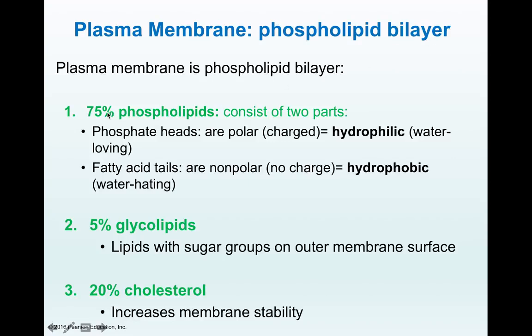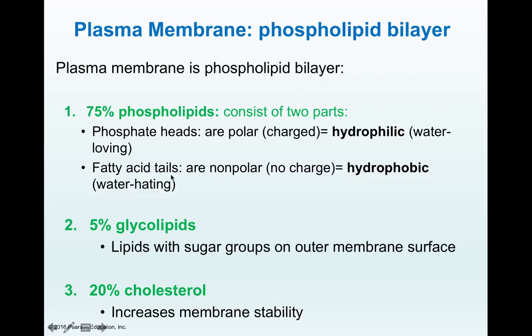So 75% of your plasma membrane will be phospholipid. Looking at the characteristics of the phospholipid, you have the phosphate heads and you have the fatty acid tails, which are the lipids. Now, phosphate heads have polar characteristics. They are charged, and they love to interact with water, so water loving, and as a result we use the word hydrophilic to describe their characteristics.